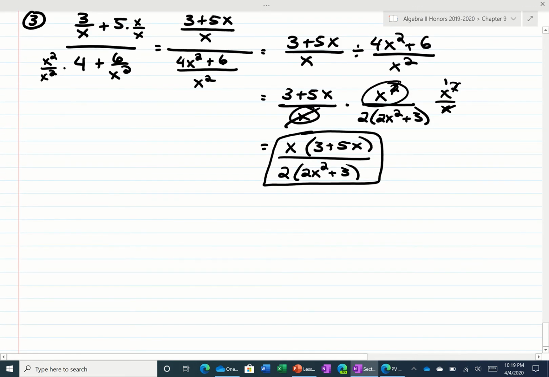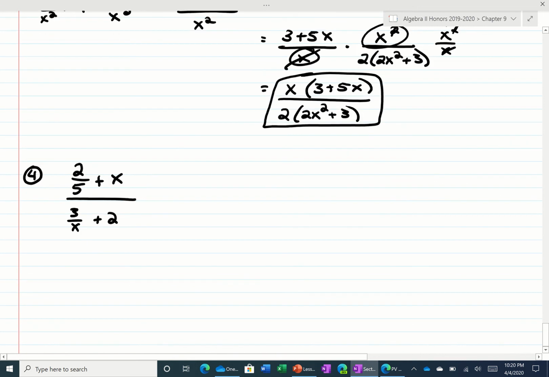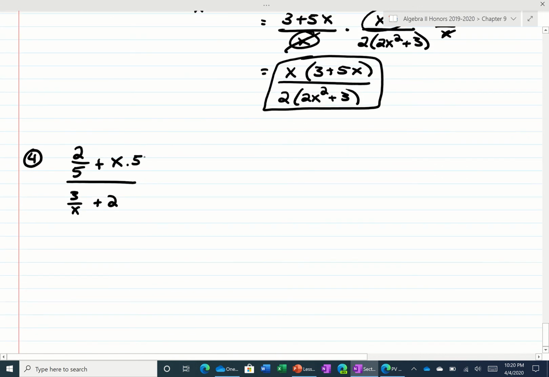Alright, so there's 2 more problems I have. Let's take a look at this one, number 4. I think I said 6, but I included the warm-up, so 2 more problems here. Let's do 2 over 5 plus x divided by 3 over x plus 2. Same thing as before, we're going to get a common denominator by multiplying top and bottom by the LCD.